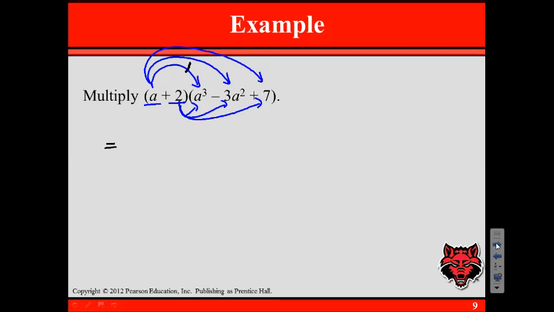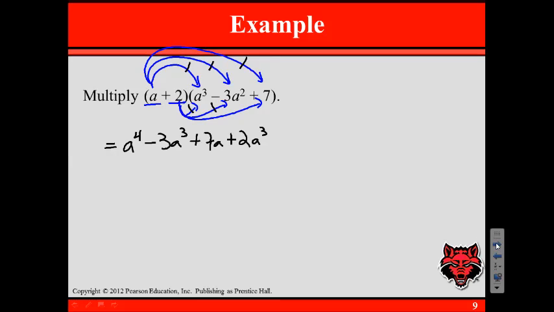So starting with the first product, a times a cubed is a to the 4th. Now the second product, a times negative 3a will be minus 3a cubed. And the third product, a times 7 is plus 7a. We now move to the 2. Its first product, 2 times a cubed is a positive 2a cubed.